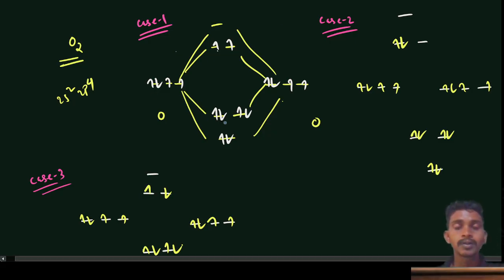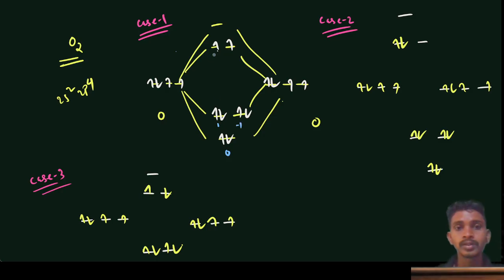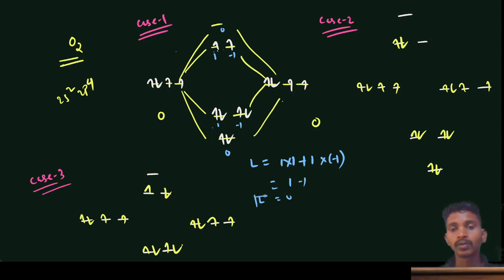So first we will calculate the L value. So the L value here is: this is 0, this is 1, this is -1, this is 1, this is -1 and this is 0. Okay, so this will cancel off. We discussed in the previous class for oxygen how to calculate the term symbol. So the L value will be 1 into 1 plus 1 into -1, that is equal to 0. So L is equal to 0.